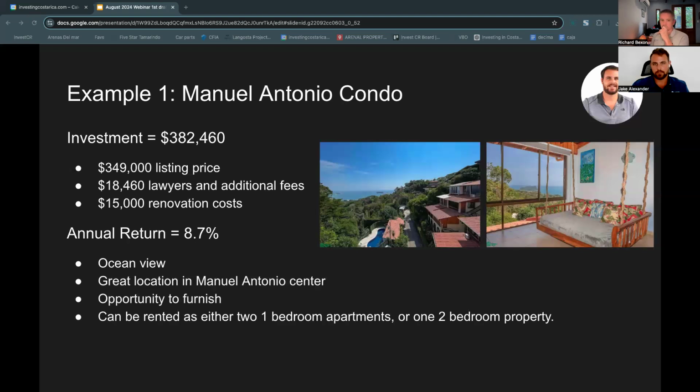Yeah, ocean view, right in the middle of Manuel Antonio, walking distance to a bunch of restaurants, even down to the Playitas beach if you wanted to. So it's definitely a unique property.